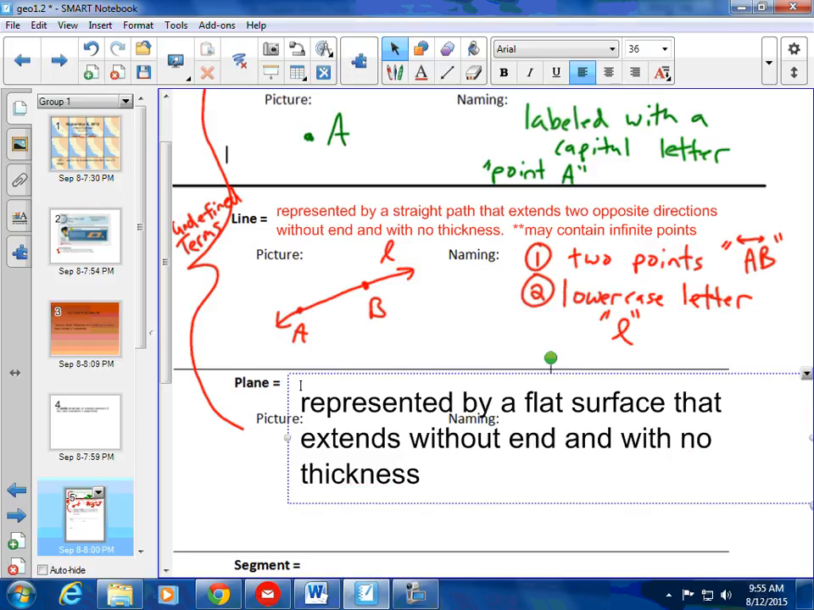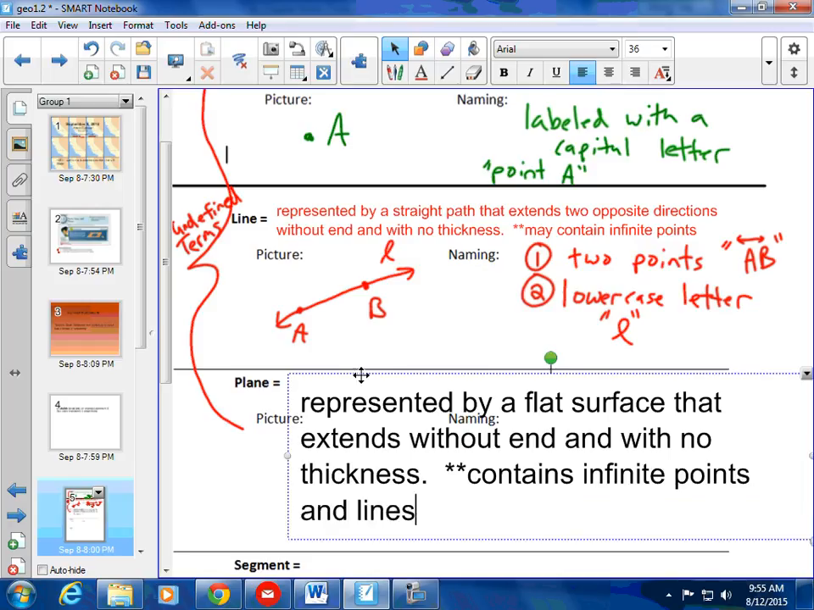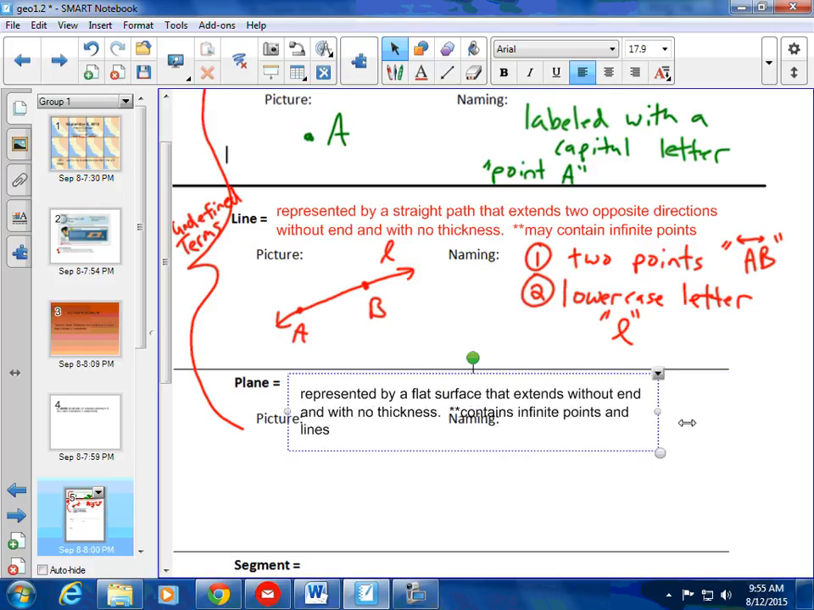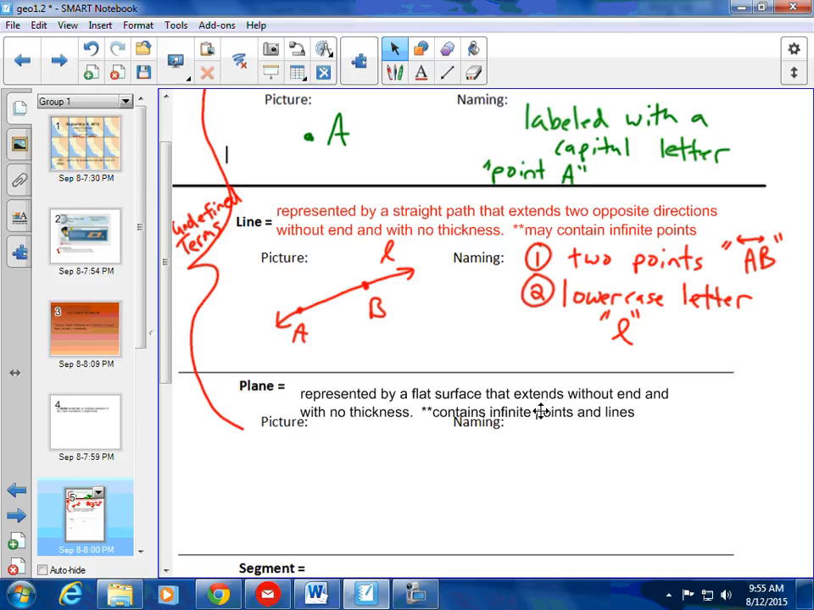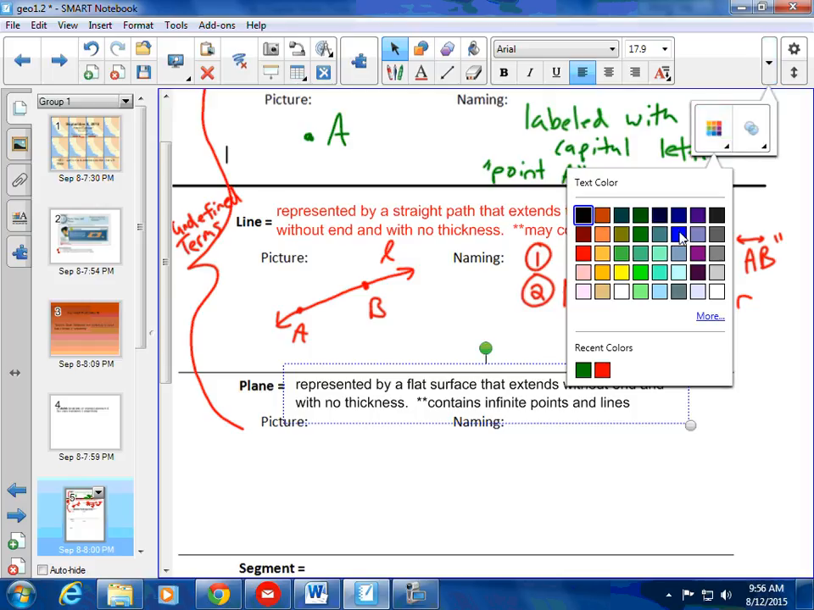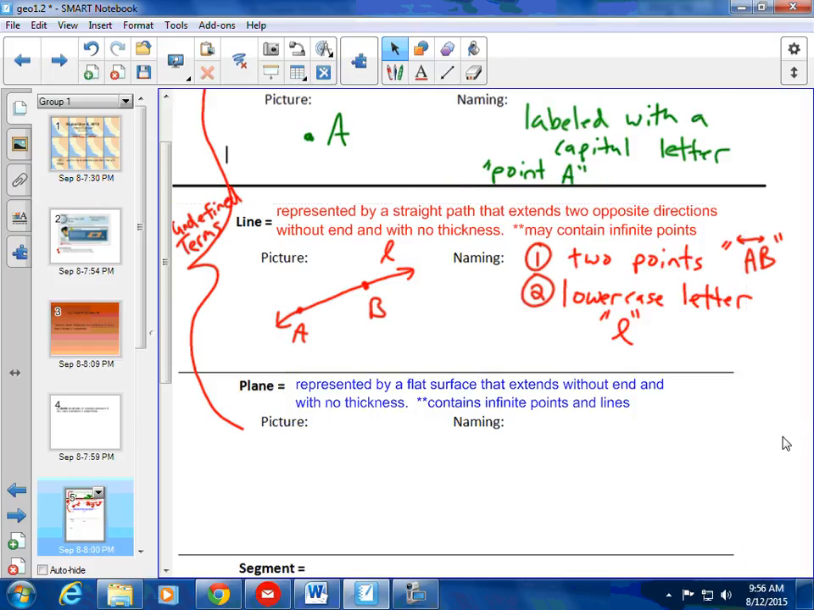Plane. Technically a plane contains infinite points and infinite lines. Okay? They go in all 4 directions. So it's hard to show a plane. I'll tell you right now, it's hard to represent a plane. I just think of a piece of paper and picturing it extending forever. Technically without thickness.